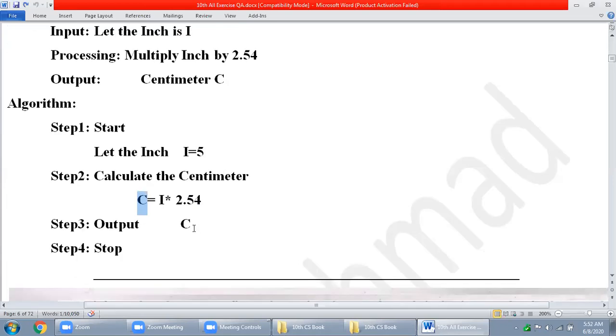Our third step is output. And what is the output? Centimeter. You can write C over here or the complete word centimeter, because we represent the centimeter with the character C. So I write C. The last step, step 4, is Stop. Keep in mind, in the algorithm the first step is Start and your last step should be Stop. If you skip these steps, your marks can be deducted. Always start the algorithm with Start and end it with Stop.